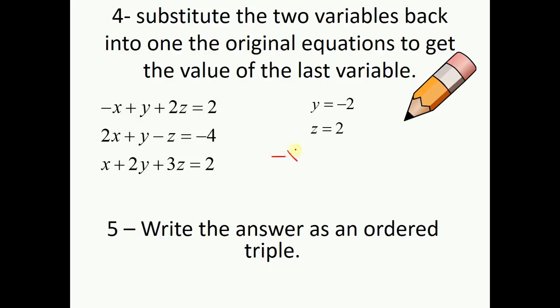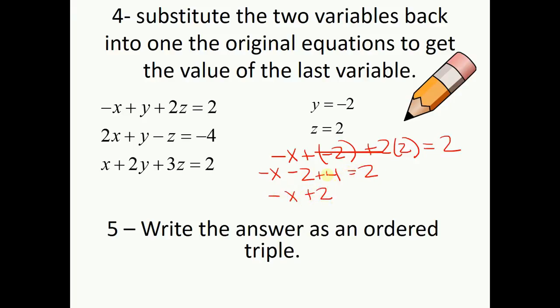So I have negative x, right, because we don't have the x value, plus my y value, which is negative 2, plus 2 times my z value, which is 2, and that all equals 2. So negative x minus 2 plus 4 equals 2, or negative x plus 2, right? If we combine some like terms, subtract 2, get negative x equals 0, or x equals 0.